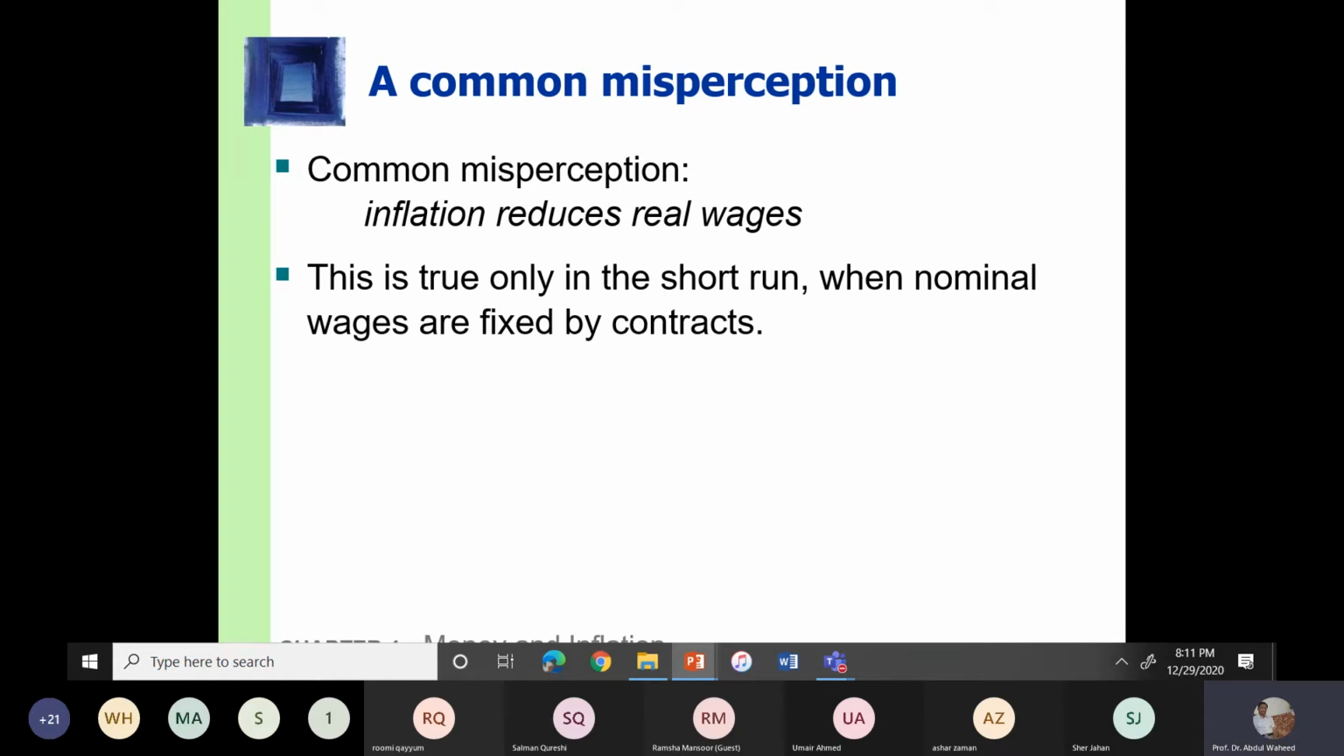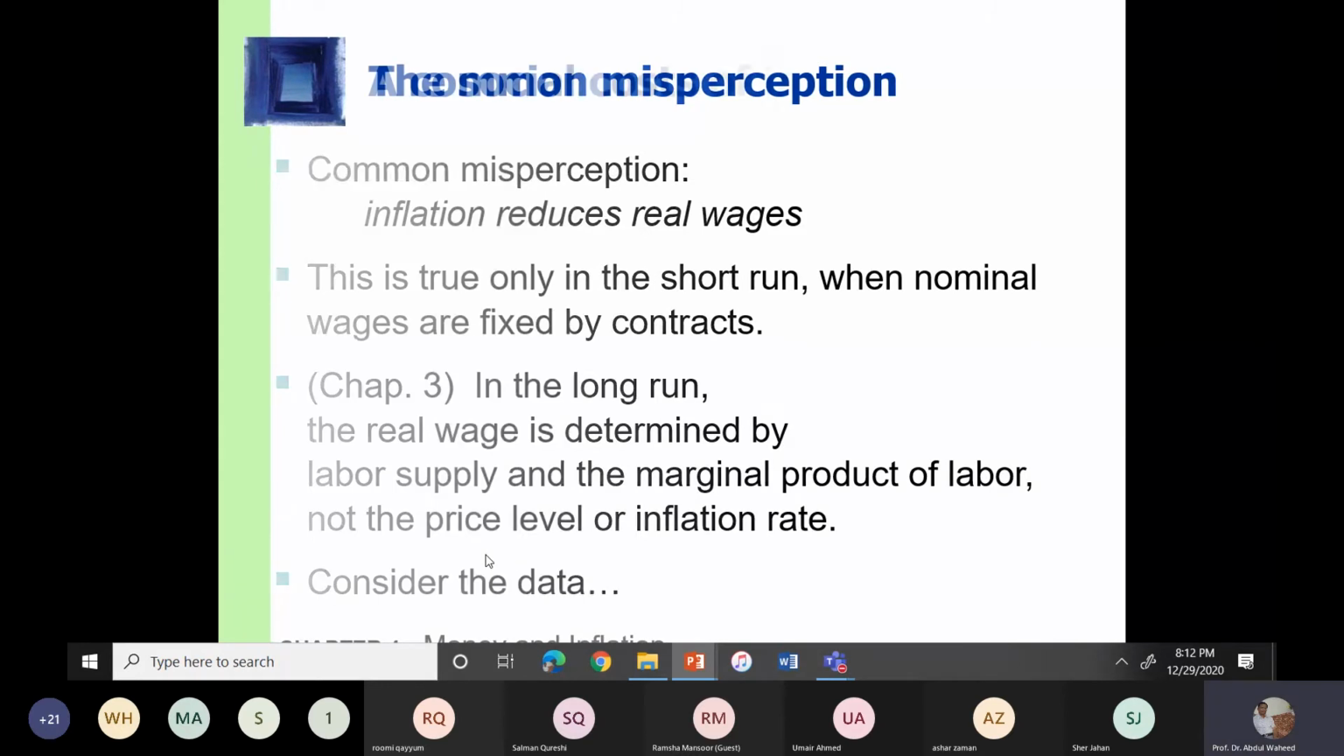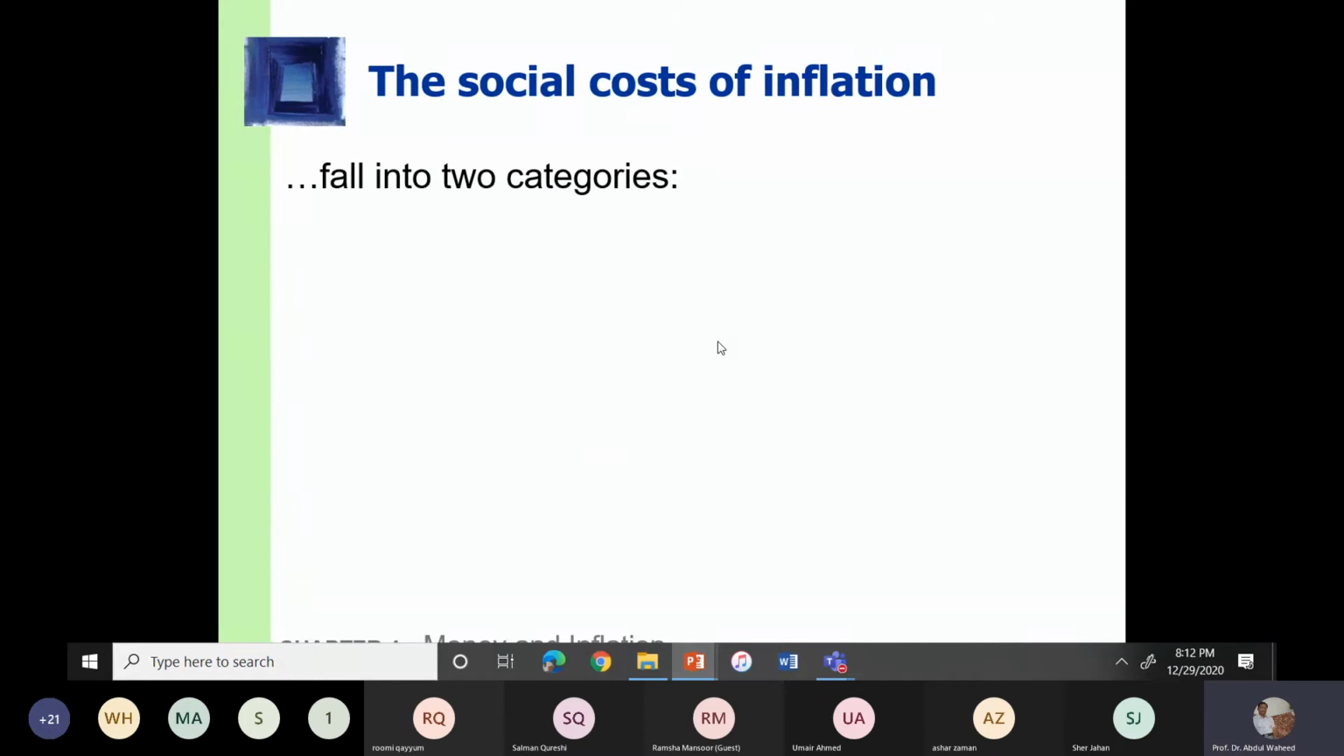But this happens in the short run, because in the short run the wages are fixed by contract. In the long run, nominal wages will also change. The real wage is determined by the labor supply and the marginal product of labor, not the price level or inflation rate. So you have to consider that.